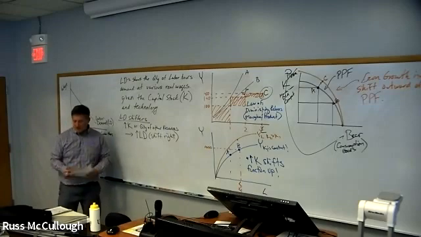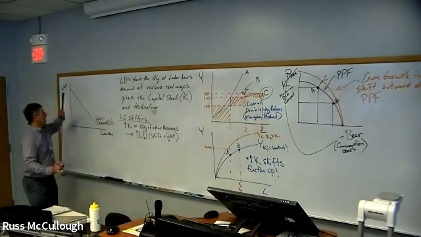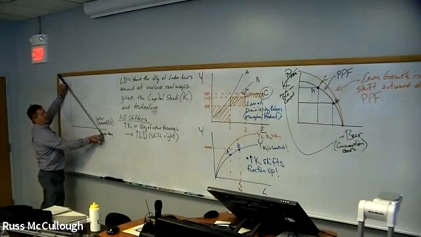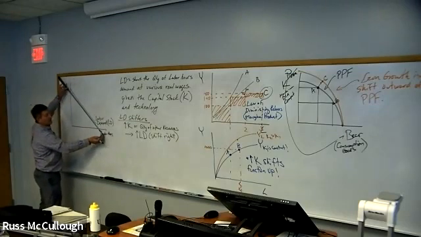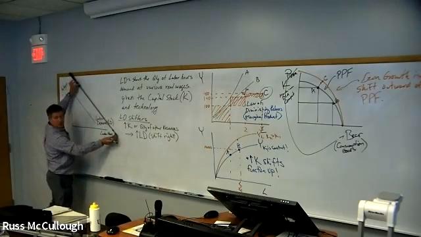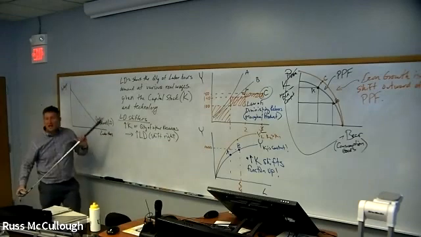So I brought my golf club today so that we can start to visualize some of this stuff. So if there's an increase in capital, this shifts to the right. If there's an increase in technology, it shifts to the right. So we're thinking kind of right and left with these shifts.